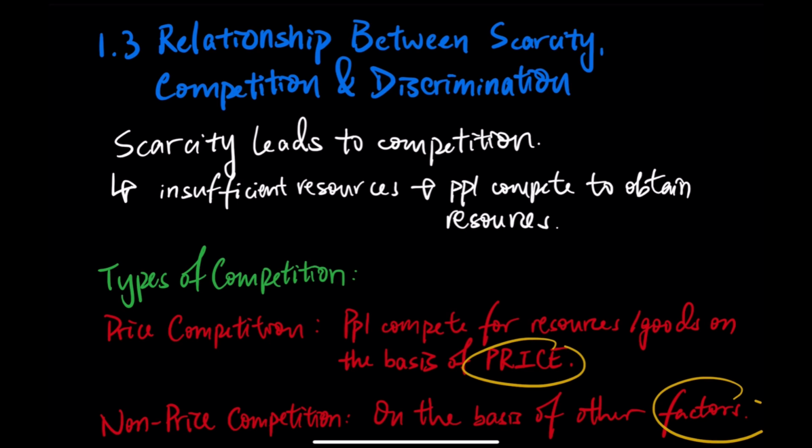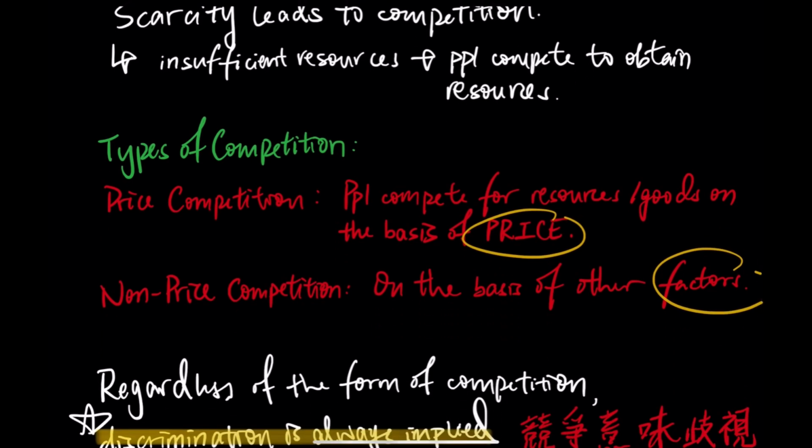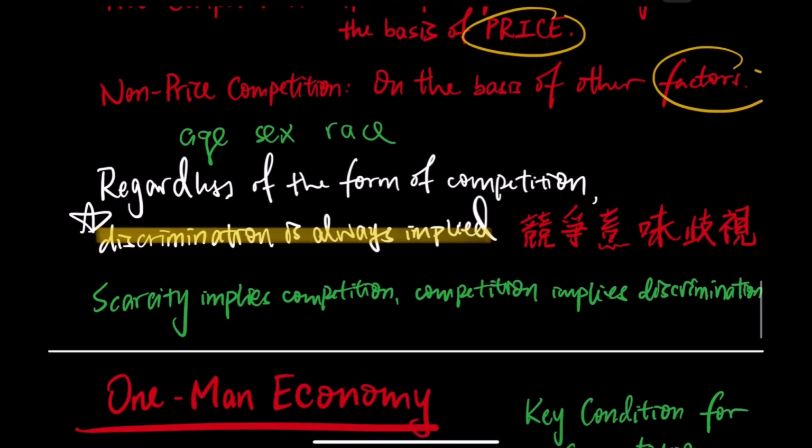Now, there are two main types of competition, namely price competition, where people compete for resources or goods on the basis of price, and non-price competition, where people compete for these resources on the basis of other factors. Such factors include age, sex, race, and many other qualifications. But regardless of the form of competition, discrimination is always implied. Why? Think about this. If you don't get the item that you desire, you're discriminated against, okay?